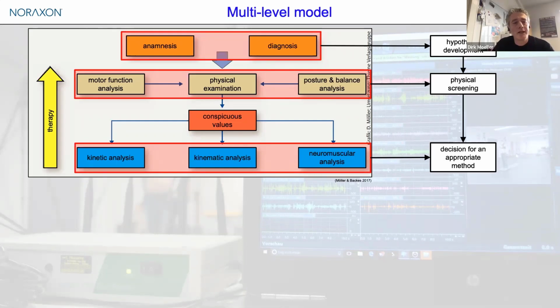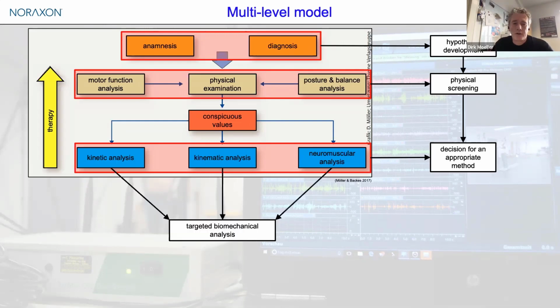Maybe I need a kinetic analysis, maybe if I want to check the balance, the kinematic analysis, maybe if I'm interested in joint angles, or the neuromuscular analysis. Maybe I'm interested in how the muscles work. So I have a targeted biomechanical analysis. So that's the first point.